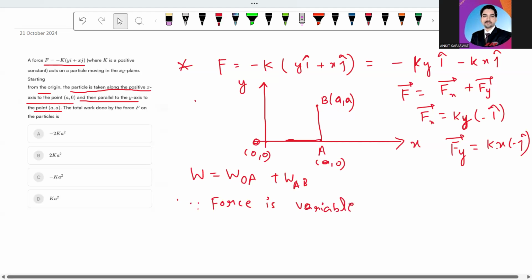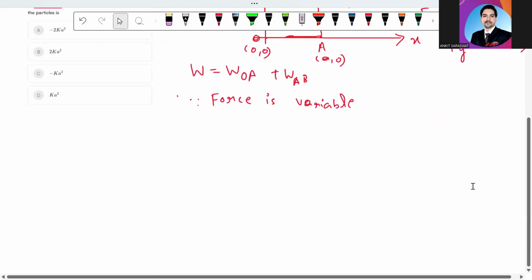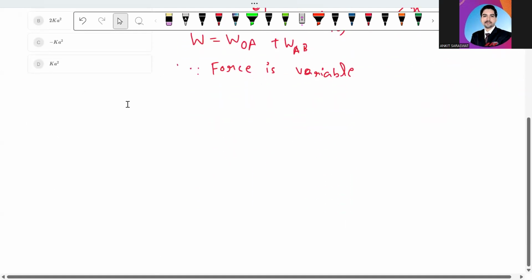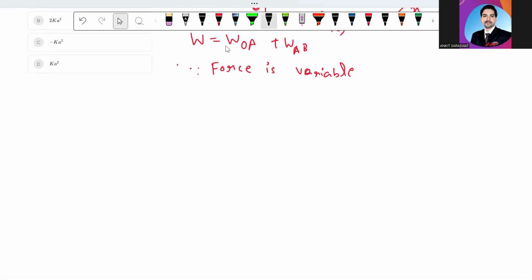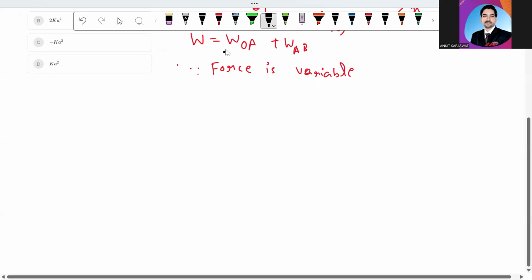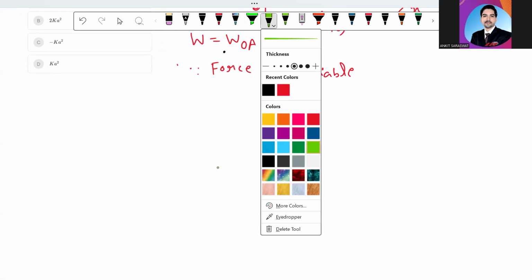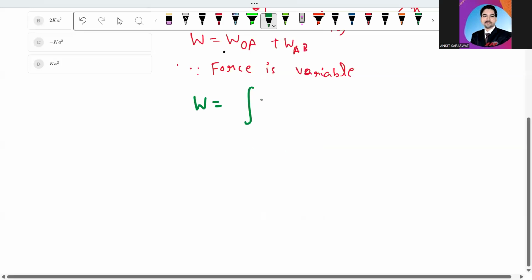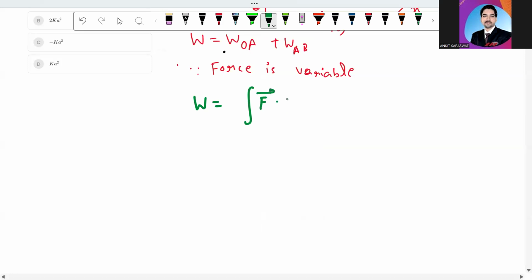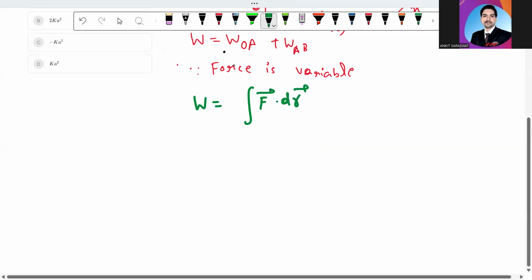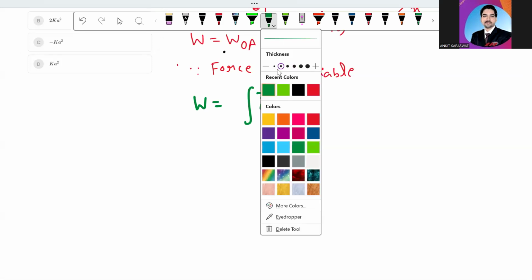we will use the formula. Which formula should I use? W is equal to, tell me, which formula should I use? W is equal to integral F dot dr. This formula.